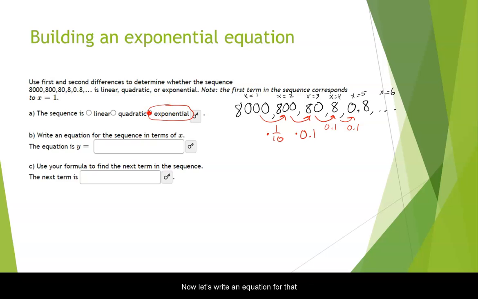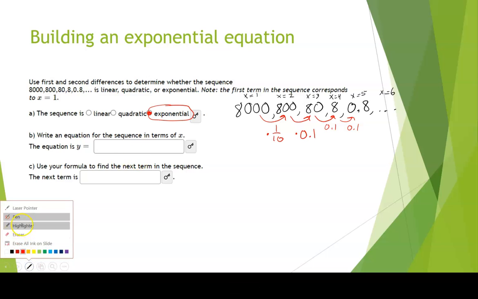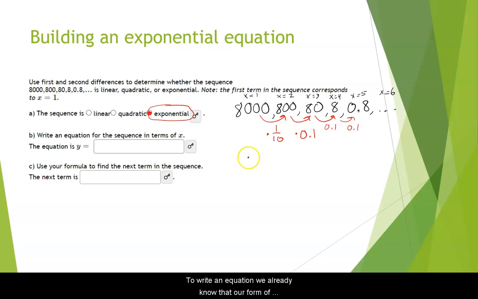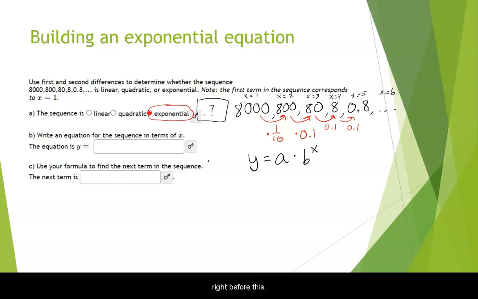Now let's write an equation for that in terms of x. To write an equation, we already know that the form of our function is y equals some initial value a times b to the x power. The initial value is not necessarily this first number. This gets a little weird, especially with this problem. Normally, we will be given some initial value, but in this, we're told that the first term corresponds to x equals 1. That means what we really want for the first term is when x equals 0. We want the mysterious term right before this.